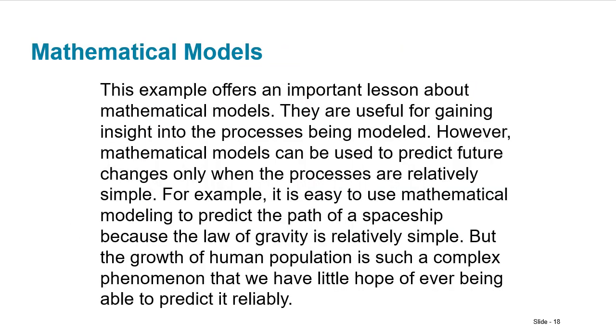So this example offers an important lesson about mathematical models. They're useful for gaining insight into the processes being modeled. However, mathematical models can be used to predict future changes only when the processes are relatively simple, and human beings are anything but simple. For example, it's easy to use mathematical modeling to predict the path of a spaceship because the law of gravity is relatively simple and constant. But the growth of human population is such a complex phenomenon, with so many things that can change what can happen, that we have little to no hope of ever being able to predict it reliably.